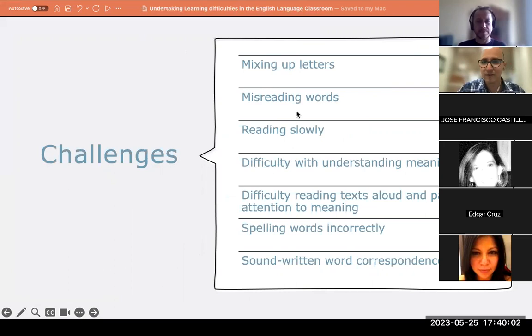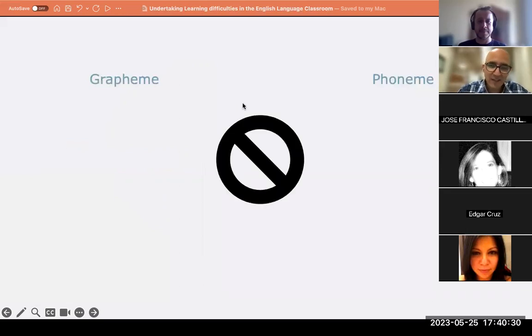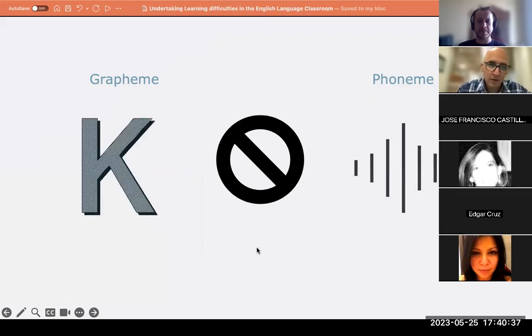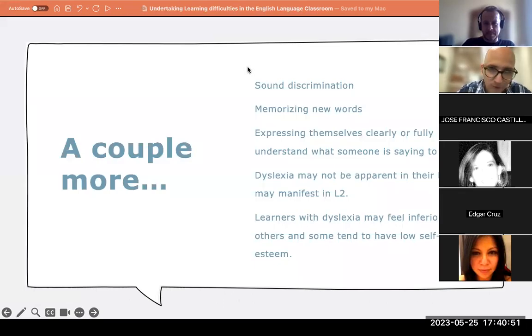So some challenges in the classroom: mixing up letters, misreading words, like our dear colleague and fictional student Alex read in the beginning of this presentation. Reading slowly, same thing. Difficulty with understanding meaning, the same. Difficulty reading text aloud and paying attention to meaning, spelling those words incorrectly, sound written word correspondence. And here it comes. Basically, with dyslexia, the underlying theory is that they cannot attach a phoneme to a grapheme, okay? Not that they cannot, they just have lots of difficulties doing it in traditional ways, through traditional means, okay? And guess what? More challenges.